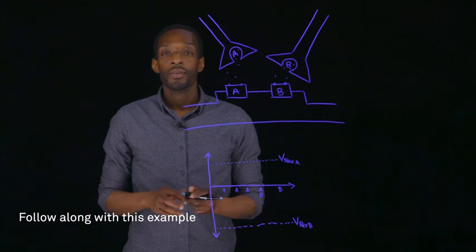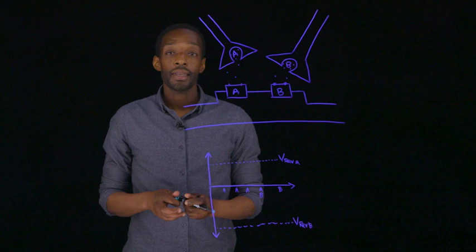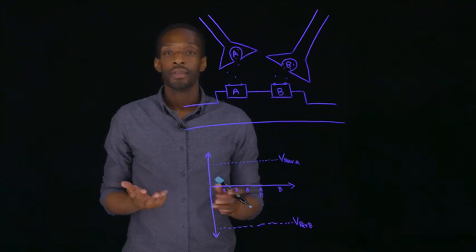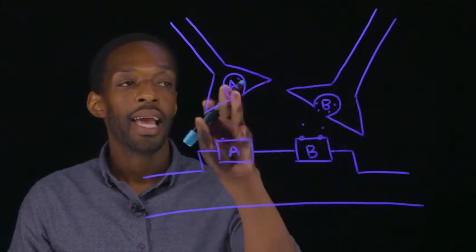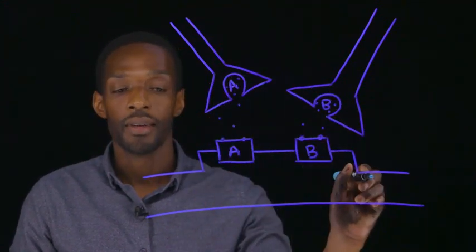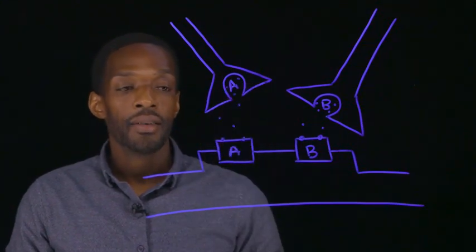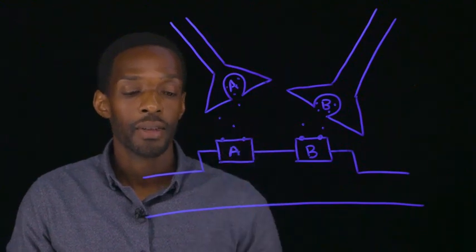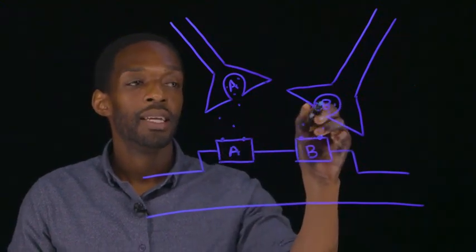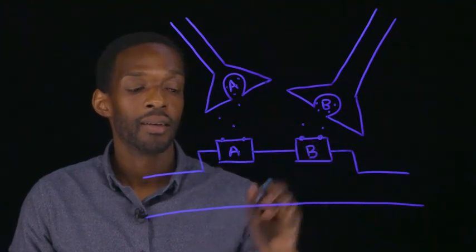Now that you've had a bit of review about receptor potentials and postsynaptic potentials, let's see if you can follow along with this example of temporal and spatial summation. What we have here is two presynaptic neurons, A and B, and a single postsynaptic neuron. Neuron A is releasing a neurotransmitter that is binding to an excitatory receptor here, which is receptor A, and neuron B is releasing a transmitter that is binding to an inhibitory receptor here, receptor B.